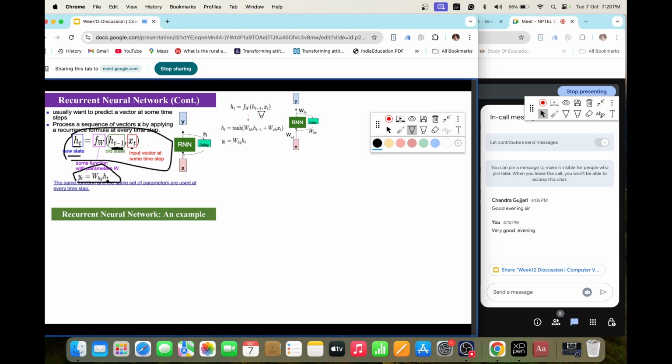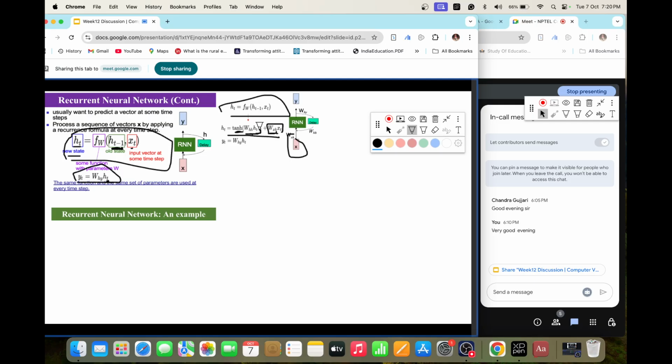So that is the whole thing. So this is the total formula. So ht is nothing but fw of ht minus 1 and xt, and ht can be calculated by tanh, because if you are using tanh as the activation function, that is how you can calculate your ht, okay. So that is Whh into ht minus 1 and Wxh into xt. This portion is very similar to your previous neural network, but here we are taking the input from the previous hidden state also.